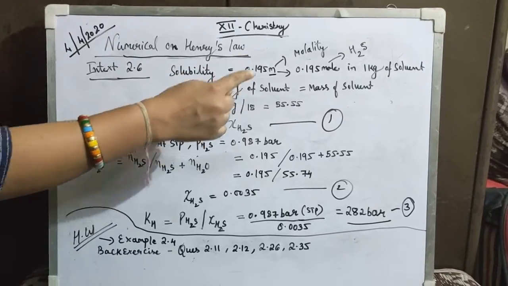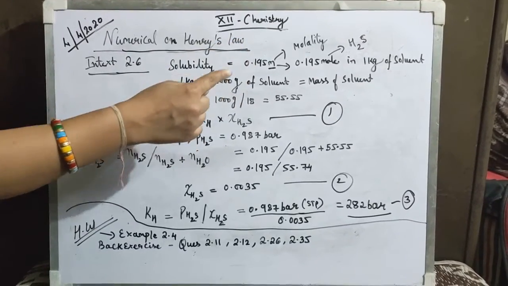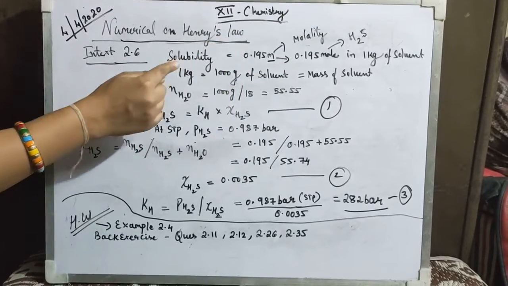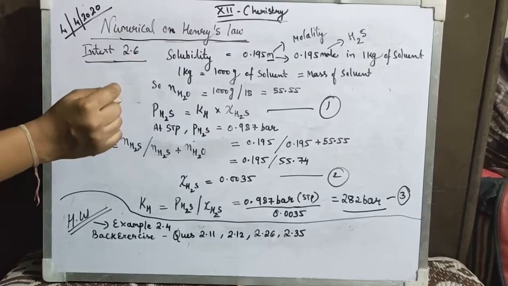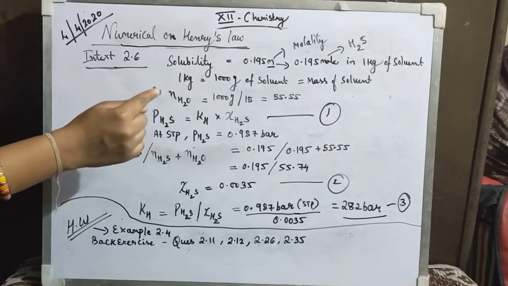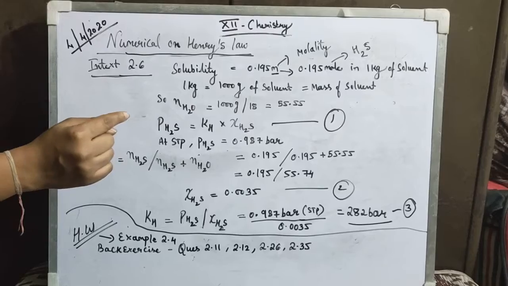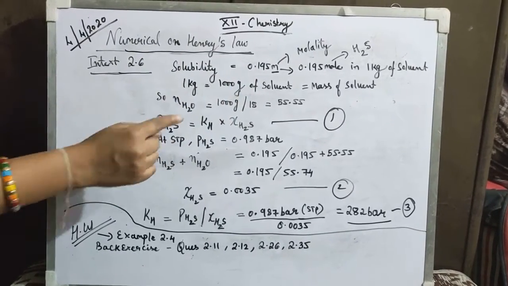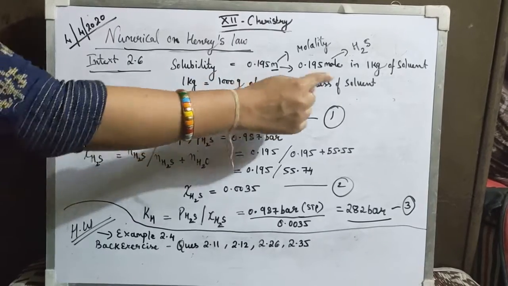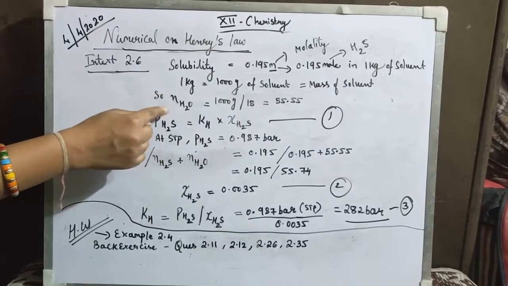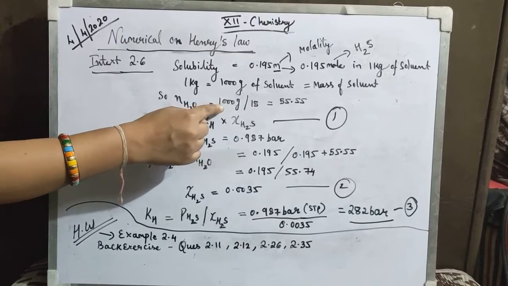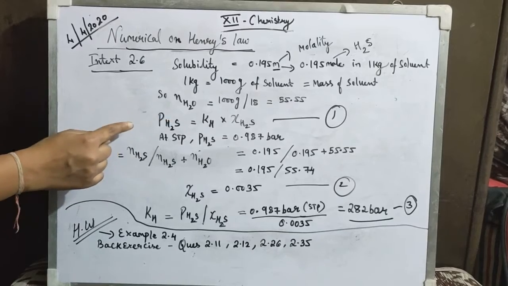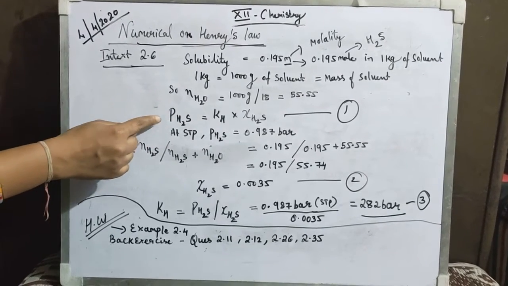0.195 moles is present in 1 kg of the solvent, that is, 0.195 moles of what? Of H2S, because whose solubility has been given? Hydrogen sulfide. If there is 1 kg of the solvent, that is 1000 grams of the solvent, and if nothing is mentioned about the solvent, it is normally water. So from here we found the mass of the water is 1000 gram. So when you calculate the number of moles of water, that is 1000 divided by 18, you will get the moles of water.